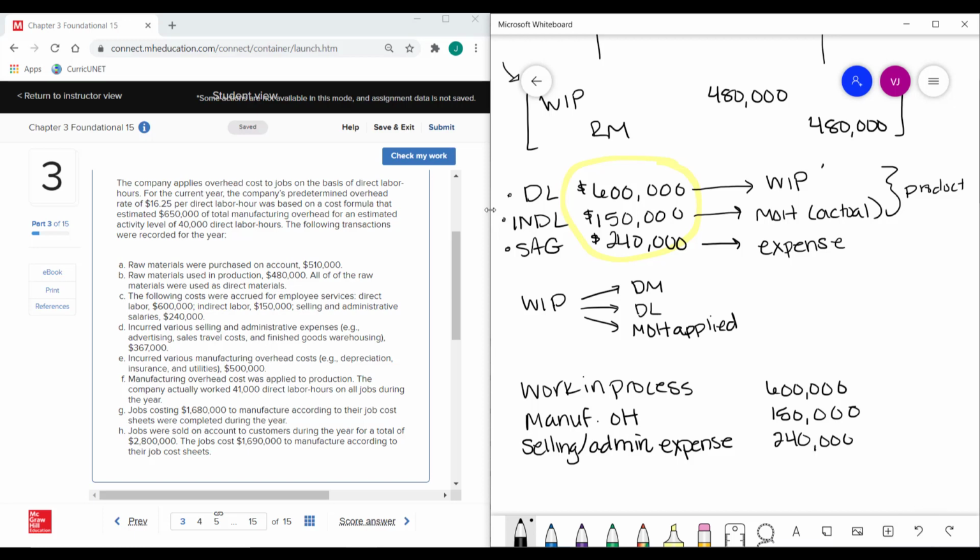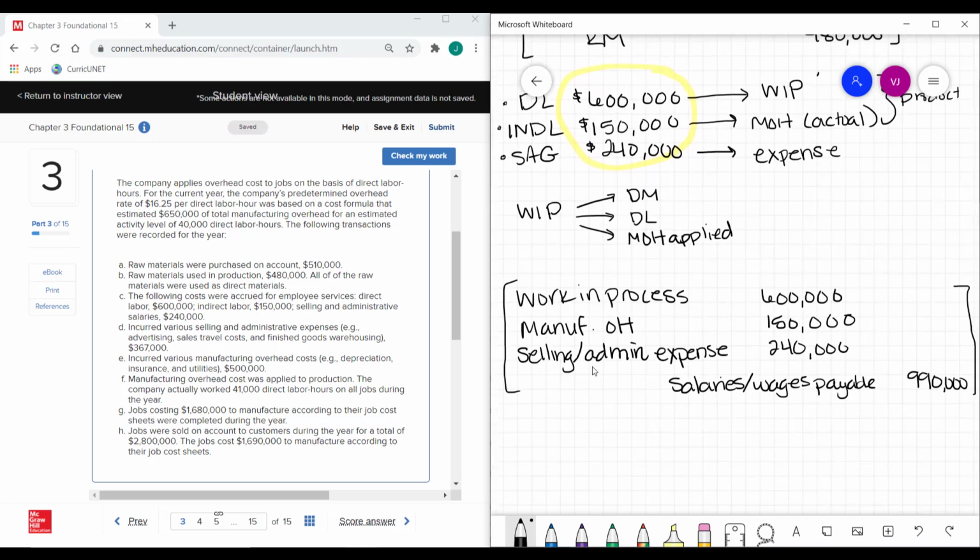And then we're going to credit, remember we didn't pay it yet, we just accrued it, so we're just going to overall credit salaries and wages payable. And we're going to add these 3 together. When you add those 3 together, you should get $990,000.